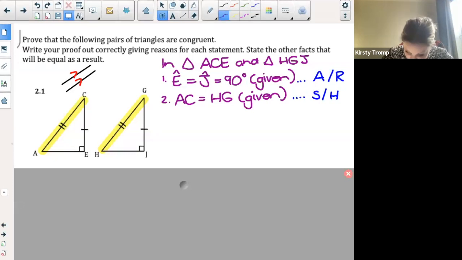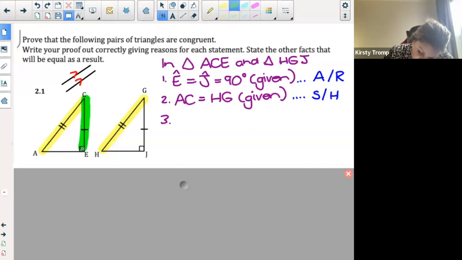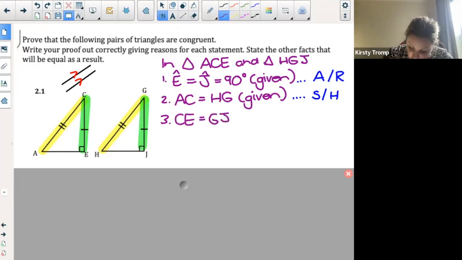Moving on, number 3. The last thing I can see here is that I've got this side and this side with some dashes in it. And so I'm going to say CE is equal to GJ, why, given. Is there anything special about this side? Not really. Nothing special about this side, it's just a side.